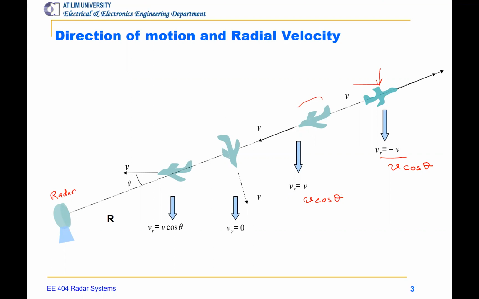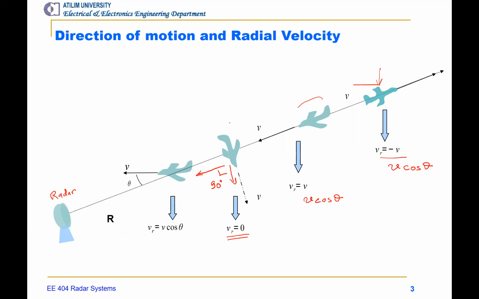So the Doppler shift here is positive, which means that the received signal frequency will be increased simply by the amount of Doppler shift. Now, when the angle here is 90 degrees, here is the direction of motion, here is the line to the radar, and the angle here is 90 degrees, then, since cosine 90 degrees is 0, the radial speed is going to be 0, which means that the Doppler shift is 0, simply.